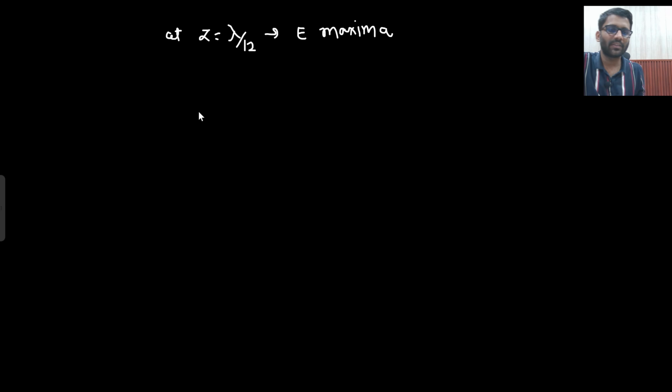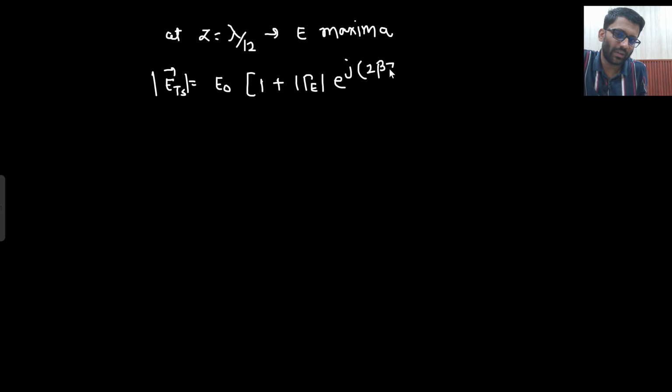And how would you calculate E maxima? Because what will be your total electric field? If I only talk about magnitude, it is E naught times 1 plus mod of gamma, times e to the power j(2 beta z plus theta E), right? So now I need 2 beta z.